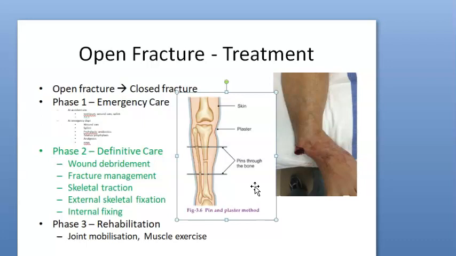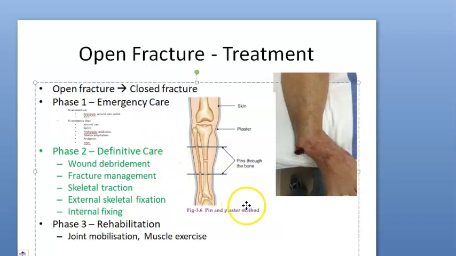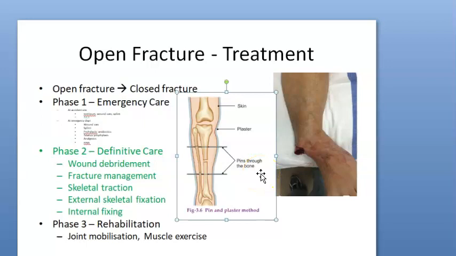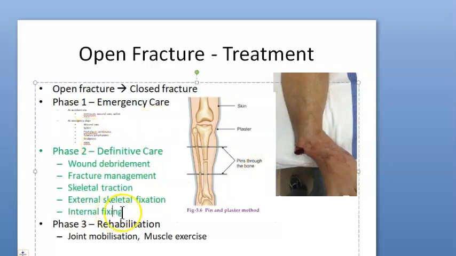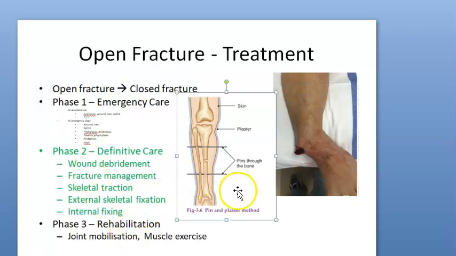Immobilization, right? RICE, that is rest, ice, compression, elevation, all that they're talking about. Then you should do wound care, you should put a splint, you should give prophylactic antibiotics, you should give tetanus prophylaxis, you should give analgesics as painkiller, and you should do all the x-rays, etc. and keep ready. So that is the emergency care they're talking about. Definitive care, they're talking about wound debridement, fracture management, skeletal traction, skeletal fixation, internal fixation, etc. Then you have to rehabilitate these people so that they can walk again.